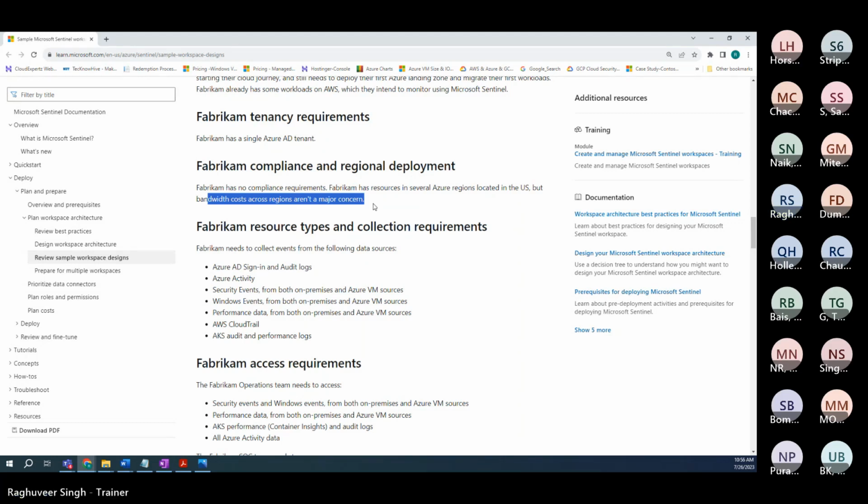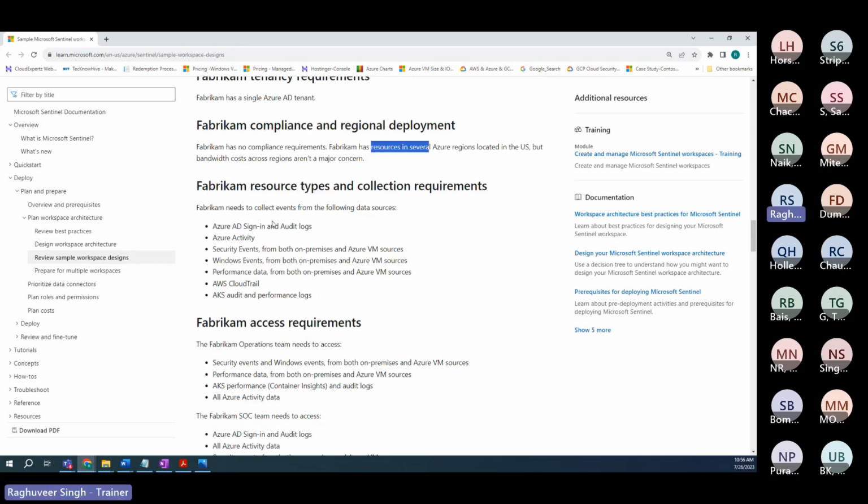So now the scenario is becoming very simple for us. You might think I should start with this scenario and then go to the difficult one, but my approach is different. I start with the difficult one so that you use your brain, and then the easy one is very simple. So here you don't have an egress charges issue, you don't have a compliance issue, and you only have one Azure AD tenant.